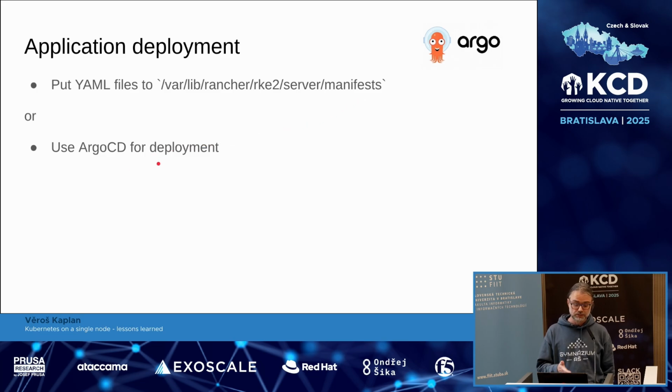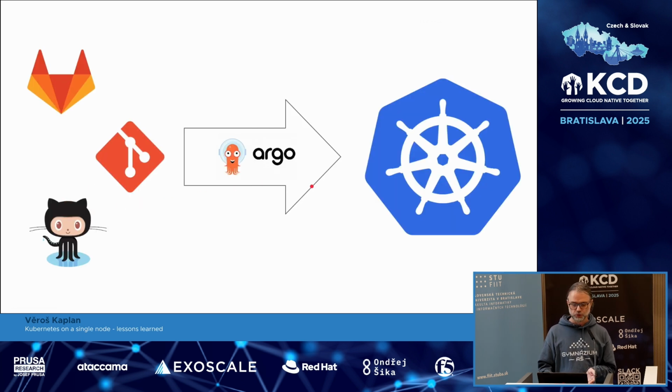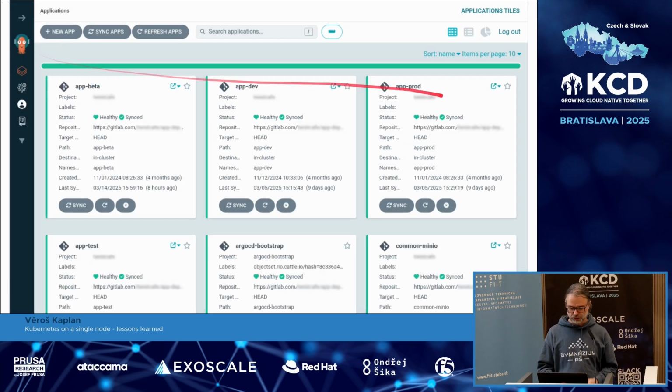Or better, probably you can use Argo CD, which means that the deployment of the applications can be done by Git operations. You probably know Argo CD is just a magic piece of software which takes Kubernetes manifests from Git, GitLab, GitHub, and puts them into Kubernetes.